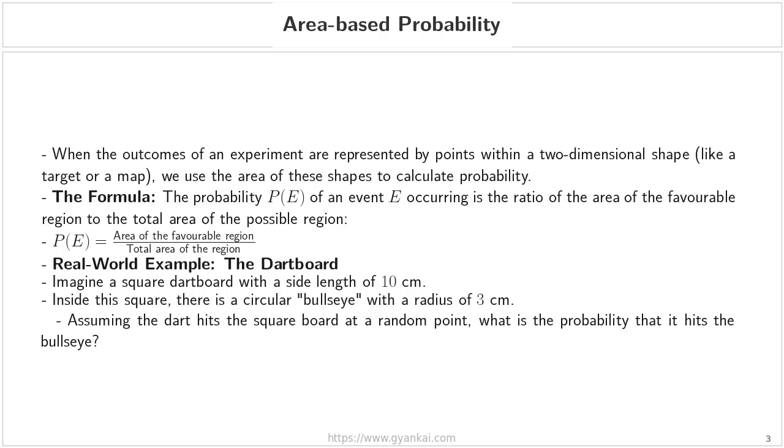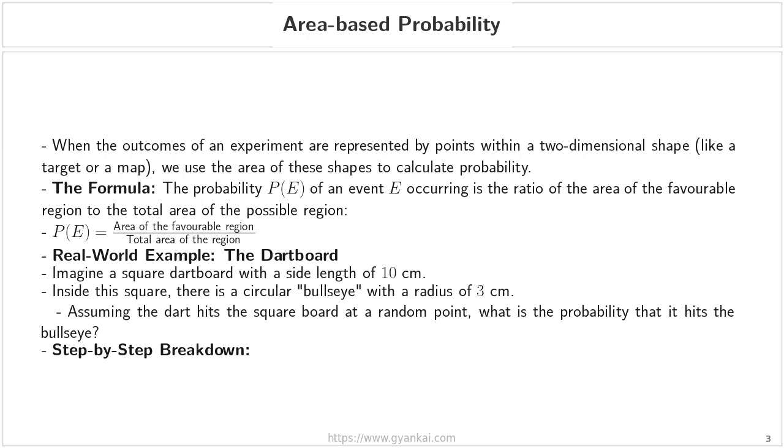To make this concrete, let's look at a real-world example involving a dartboard. Imagine you have a square dartboard where each side has a length of 10 centimeters. Now, right in the middle, there is a circular bullseye with a radius of 3 centimeters. If we assume that a dart hits the square board at a completely random point, we want to find the probability that it lands specifically inside that bullseye.